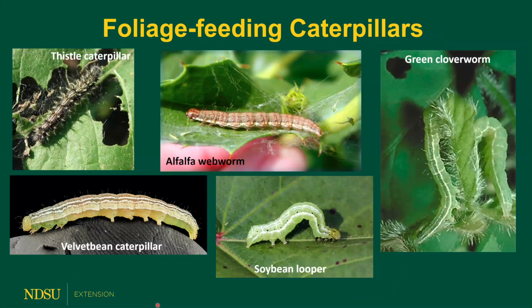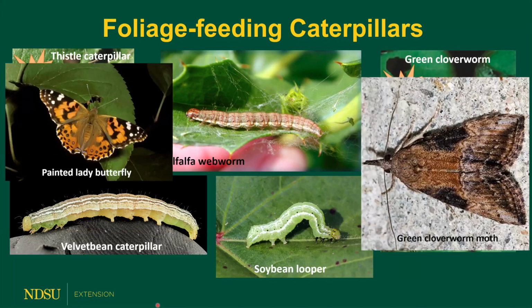Okay, then there's a lot of foliage feeding caterpillars. All of these migrate up into North Dakota and do not overwinter here. And the two most common are the thistle caterpillar and the green clover worm. They're pretty easy to distinguish from each other. The thistle is dark, has spines or scoli. And the green clover worm is green with a white line and has 3 abdominal legs.